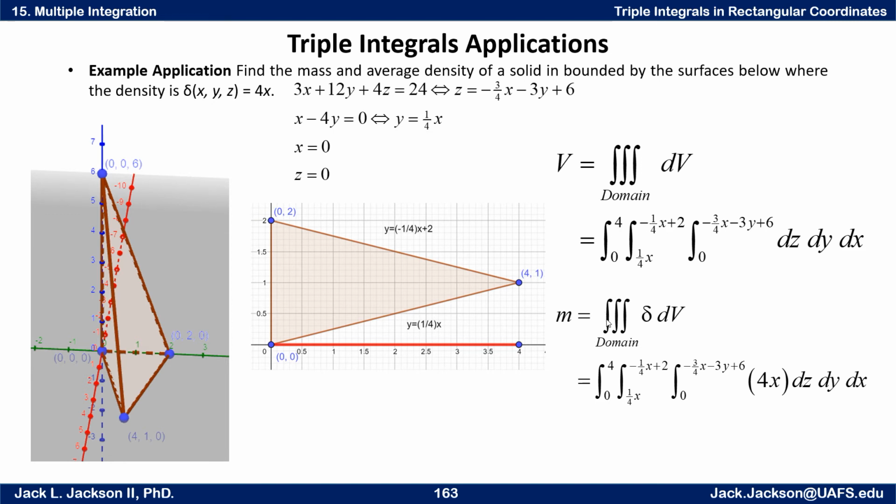And finding the mass is exactly the same setup, exactly the same limits here, because that has to do with the domain. The only difference is the function you're integrating is different. Instead of the function 1 for finding the volume, we put in the density function, which was 4x here. And so, in fact, these integrals are going to work out very, very similarly. Let's do the details on the volume one first.